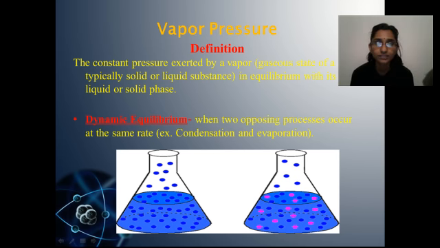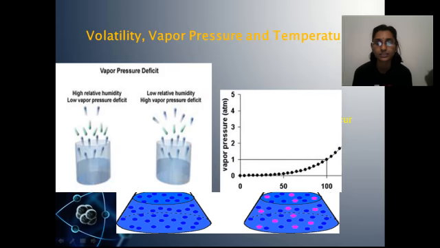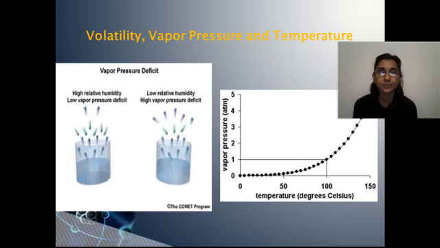Vapor pressure of liquids. What is the definition of vapor pressure? It is defined as the constant pressure exerted by the vapor of a gas or liquid substance in equilibrium with its solid or liquid phase. What is dynamic equilibrium? Dynamic equilibrium is when two opposing processes occur at the same rate, for example the condensation and evaporation processes. When this occurs, the vapor is said to be saturated. Dynamic equilibrium does not occur in an open container. Therefore, open containers do not have vapor pressure.